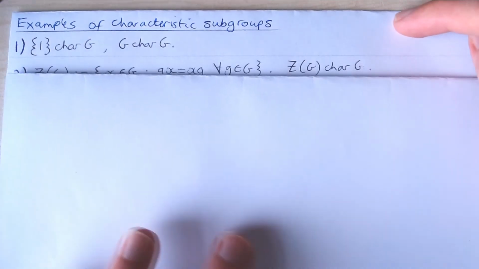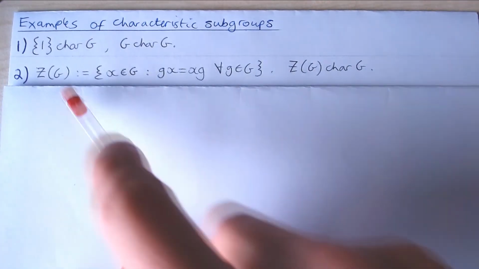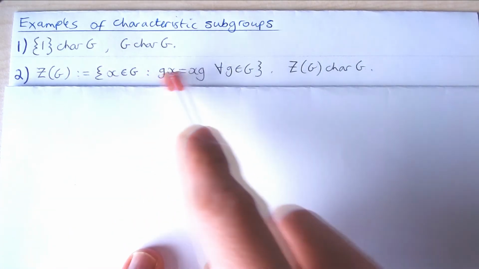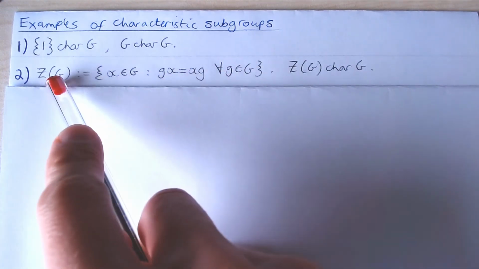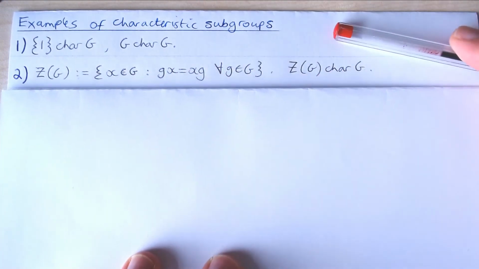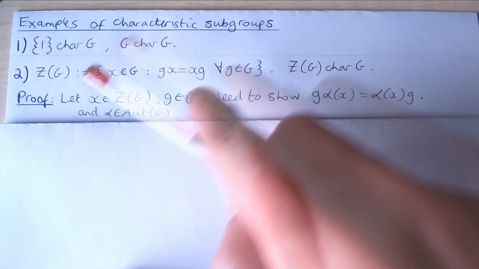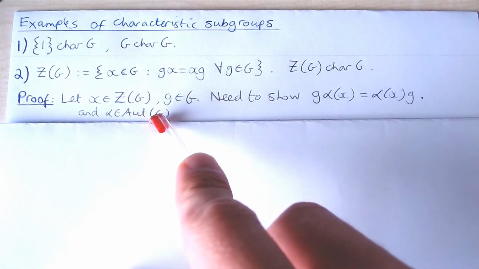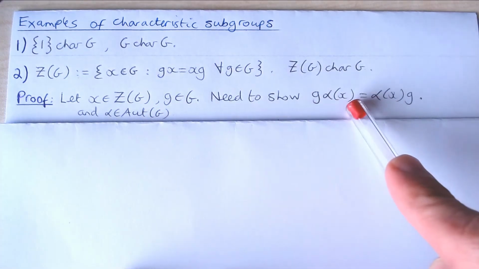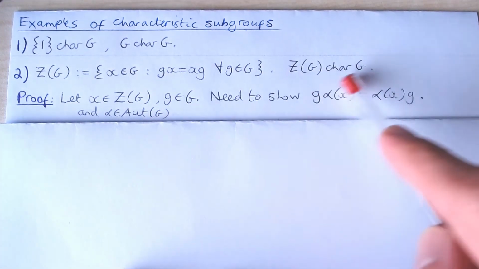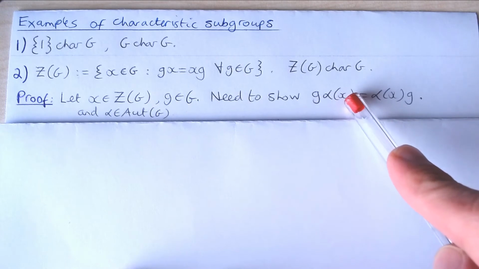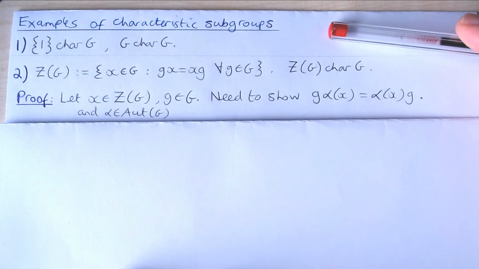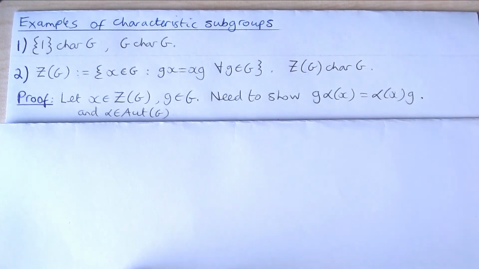For our next example, we will prove that the centre of a group G, which is equal to the set of all elements x in G that commute with all of the elements of G, is characteristic in G. So let x be in the centre, g be an element of the group G, and alpha an automorphism of G. If we can show that g alpha of x equals alpha of x g, i.e. that alpha of x is in the centre of G, then by the previous slide, that's enough to show that the centre is characteristic in G.